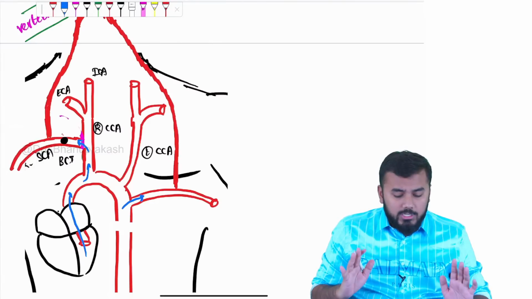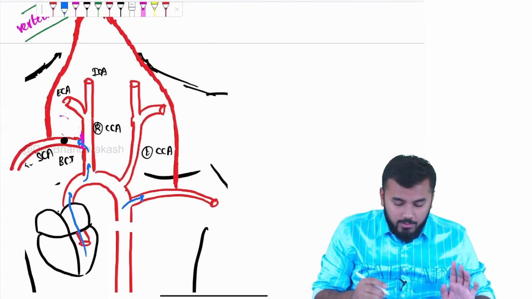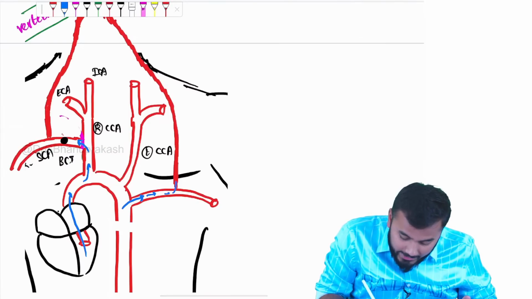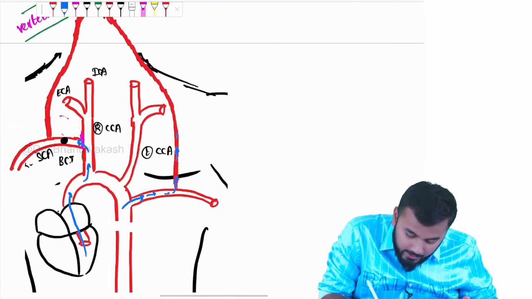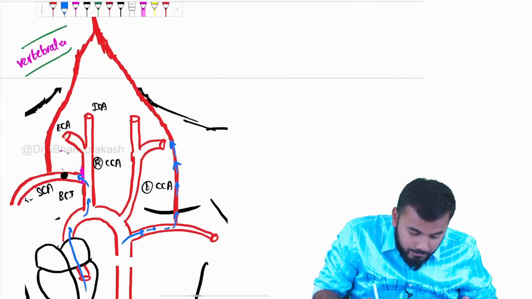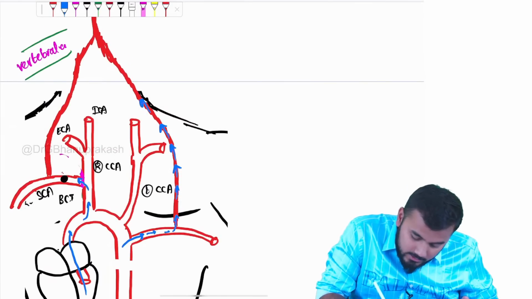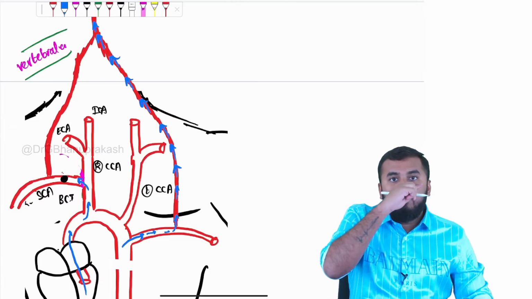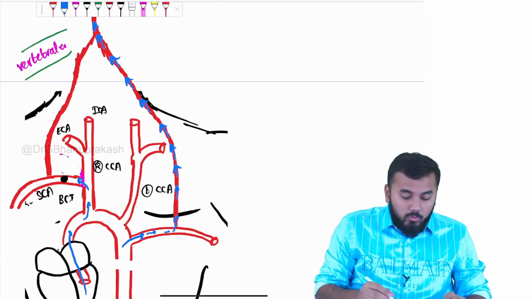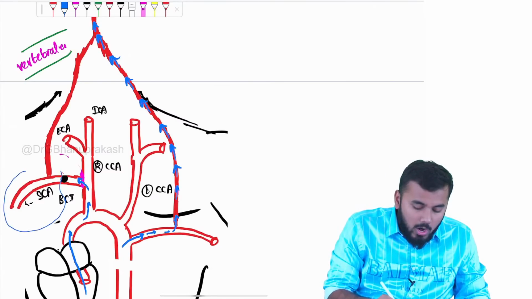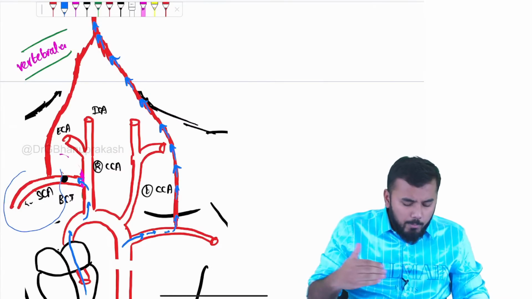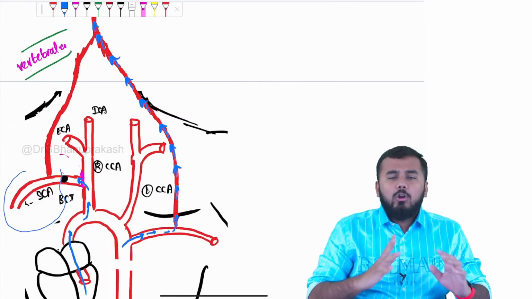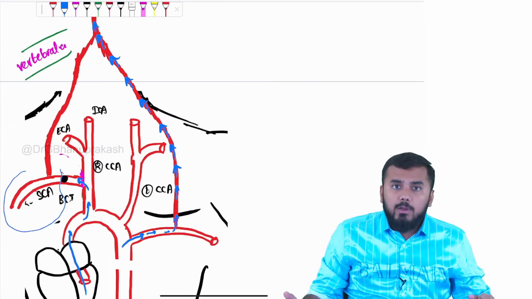So in that case, look here very carefully. The blood from the left subclavian artery will go like this. It will enter the vertebral artery, and within the vertebral artery, the blood goes up like this, right? And it enters the basilar artery. Now, if this part is not getting enough blood, there is no blood going there, do you think the pressure there will be high or low? Obviously, the pressure will be low.